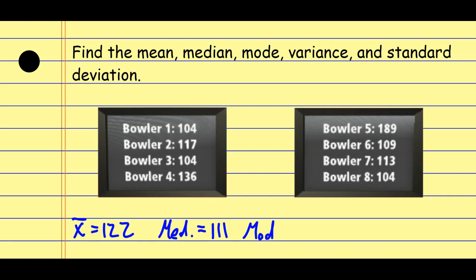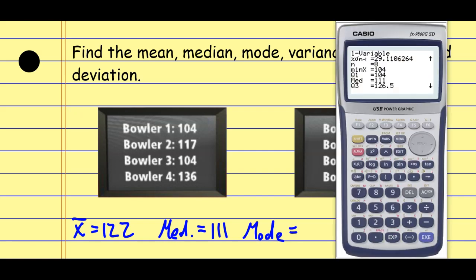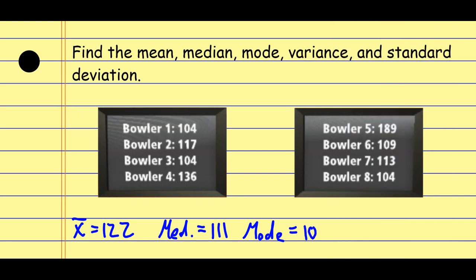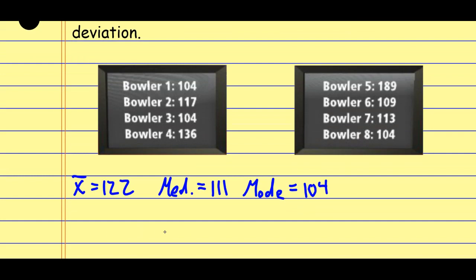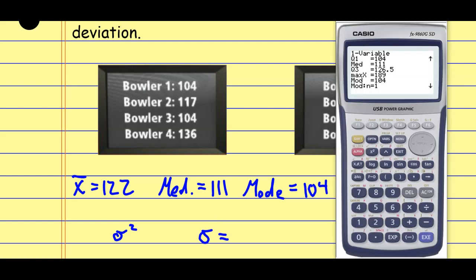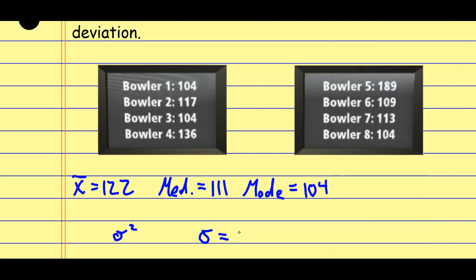The mode. Again, the mode, you really don't need the calculator. You could look across and see that it's the 104. And then, of course, variance and standard deviation. For our purposes, again, the calculator gives us the standard deviation first. So we've got this one over here. Standard deviation this time was 27.23.